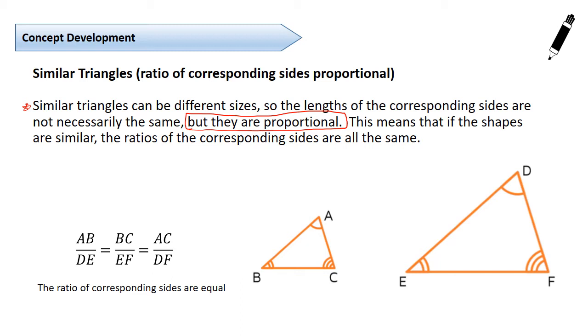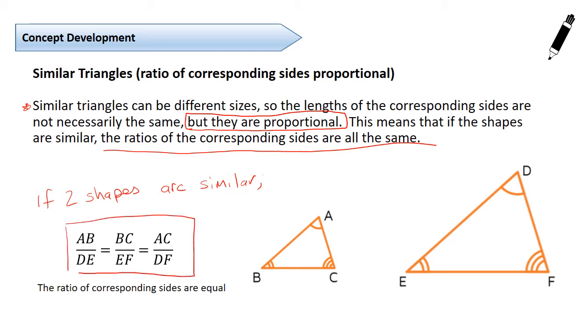So this is another way that we can tell if shapes are similar. What this means is that if the shapes are similar, the ratios of the corresponding sides are all the same. I understand we're using some big words, but bear with me, okay? What that means is that if two shapes are similar, then we have this nice little rule. Now let's unpack that a little bit.